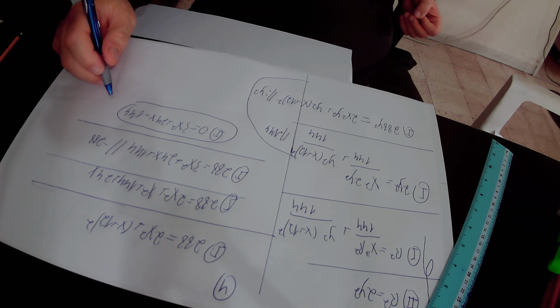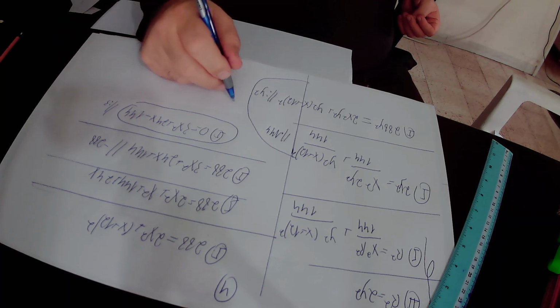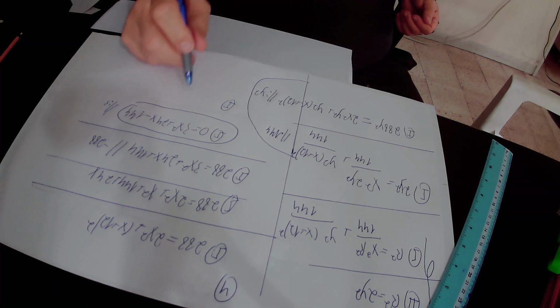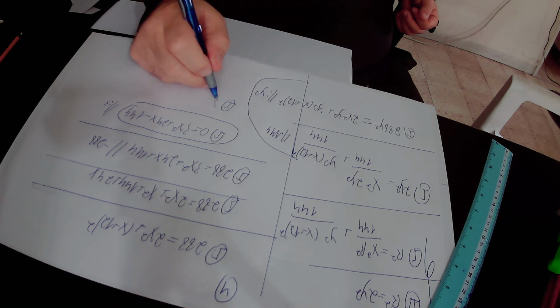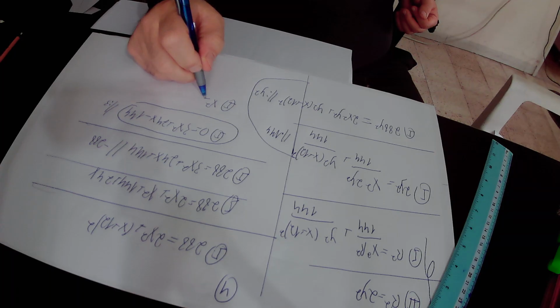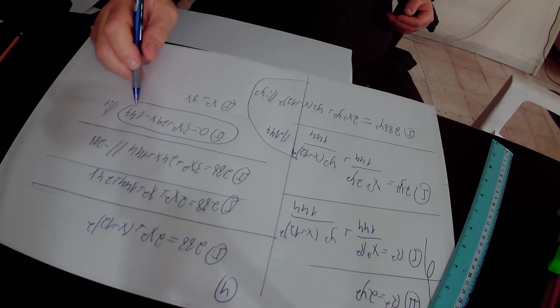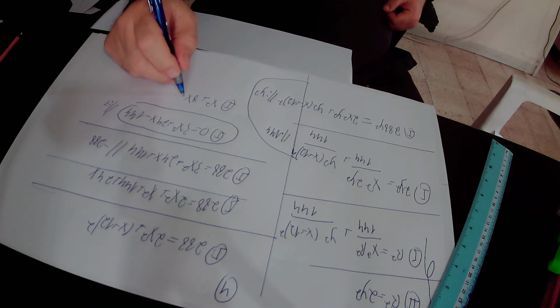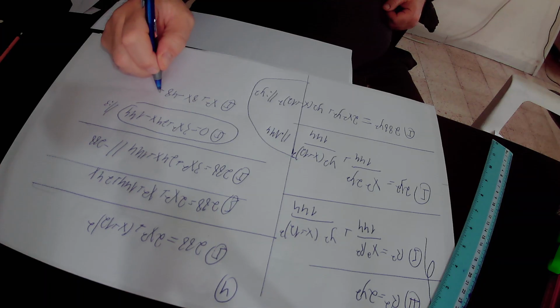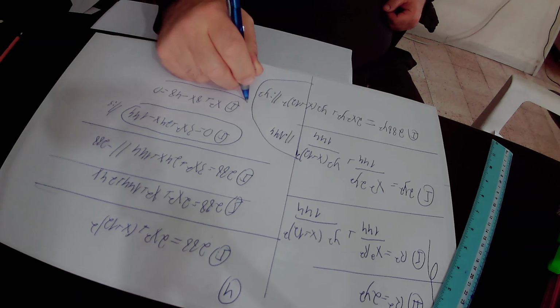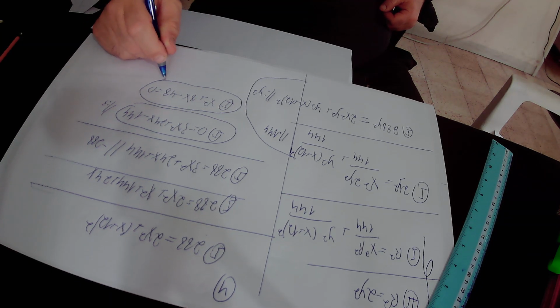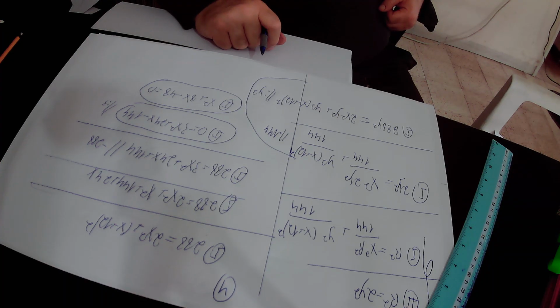Here we divide this equation 1 by 3. And finally we get that according to equation 1, 3x squared over 3 is x squared, plus 24x over 3 is 8x, and here we have minus 144 over 3 is minus 48, this equals 0. So according to equation 1, we can find out that x squared plus 8x minus 48 equals 0.